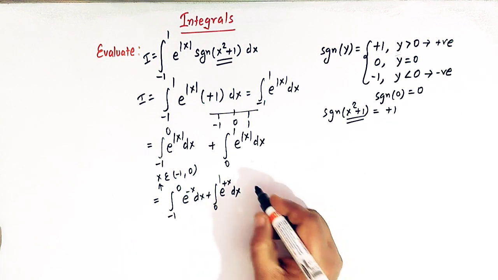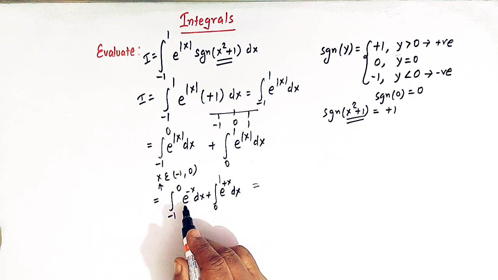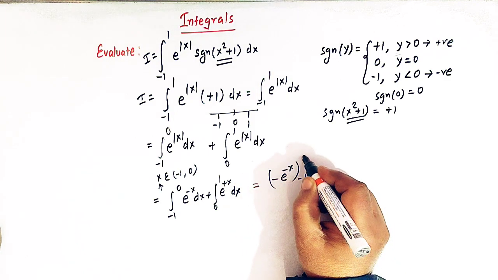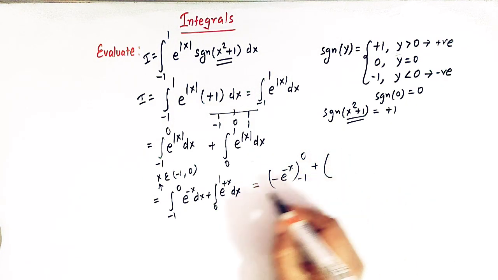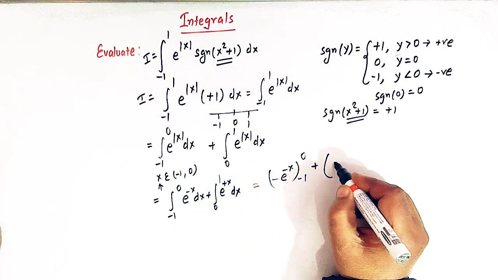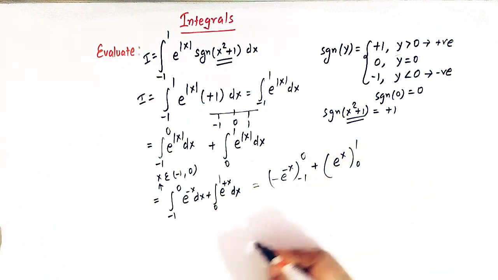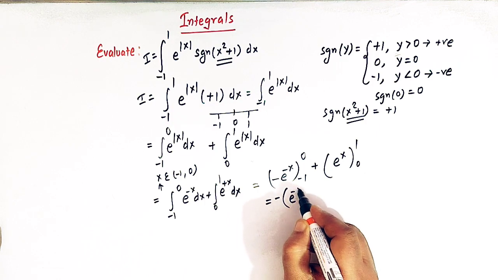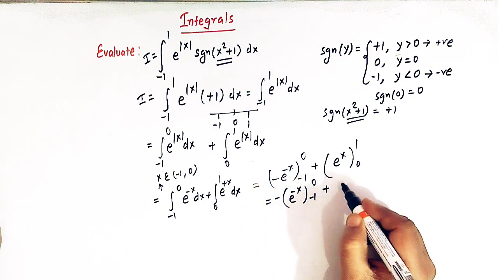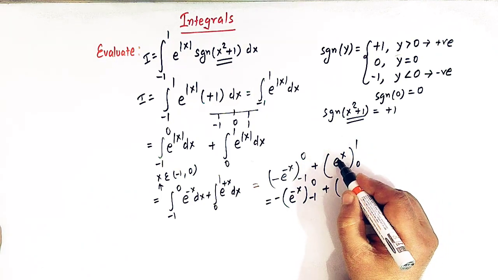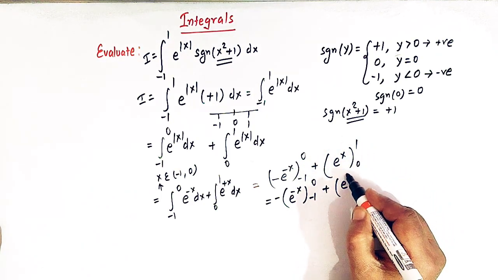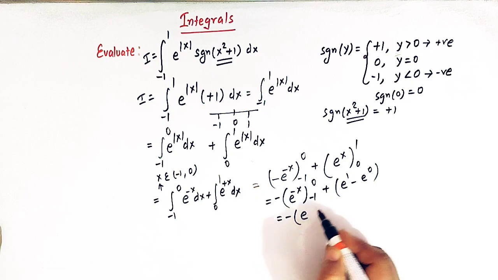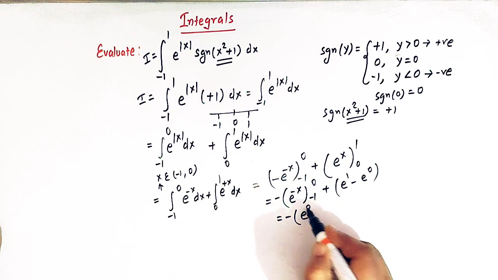Now we have two simple integrals. The integral of e raised to minus x is minus e raised to minus x, with limits from -1 to 0. Then we have the integral of e raised to x as e raised to x, with limits from 0 to 1. Now we can take this negative sign outside. We have e raised to minus x from -1 to 0, and here we can substitute the limits and take the difference. When x is 1, we have e raised to 1. When x is 0, e raised to 0.